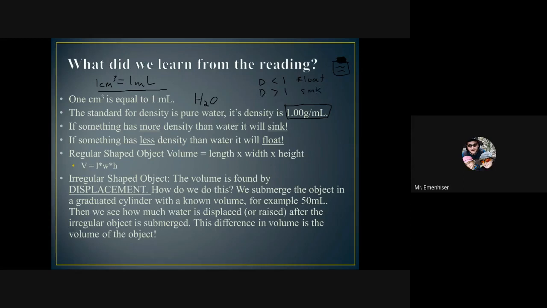So think about taking a piece of metal, like a screw or a nail, and putting that in a block of water. It's going to be sitting on the bottom of that water. It's going to sink. All right.